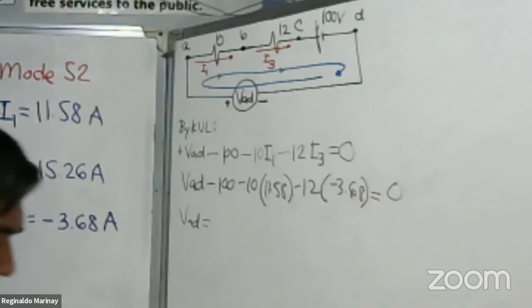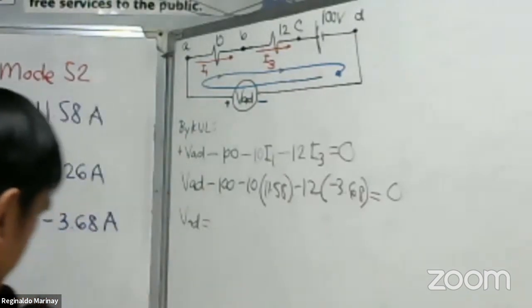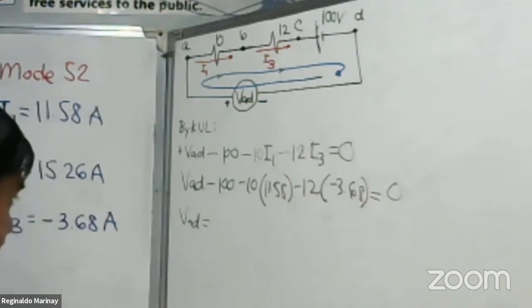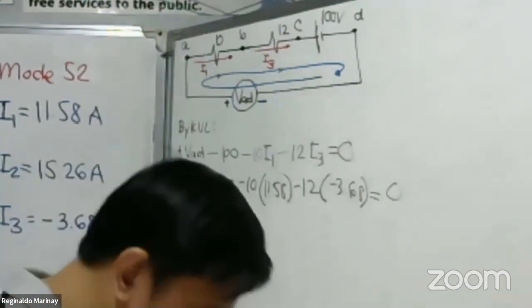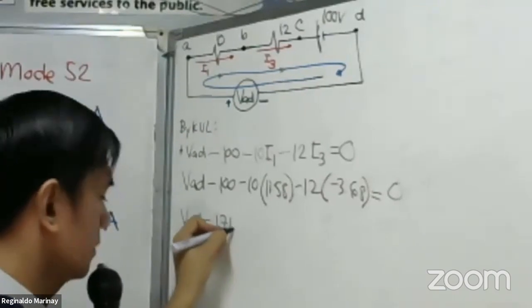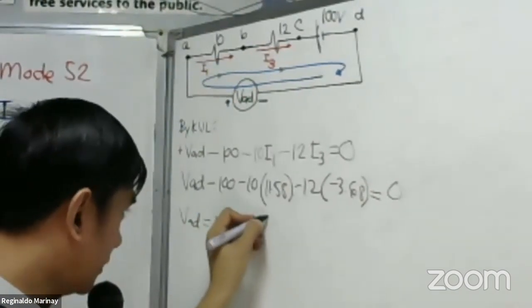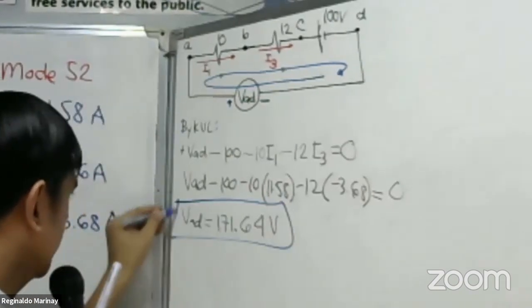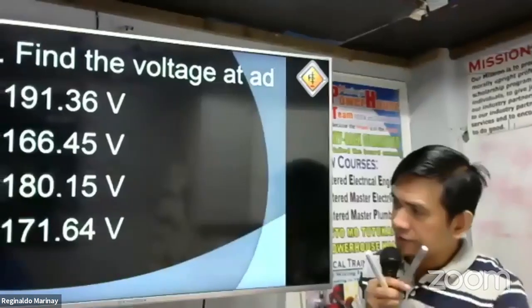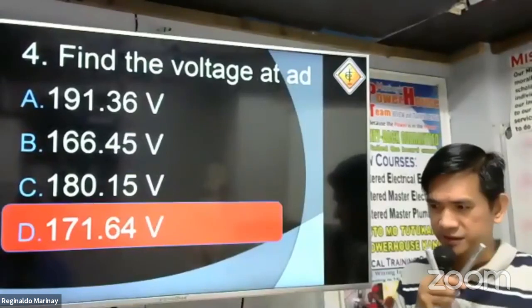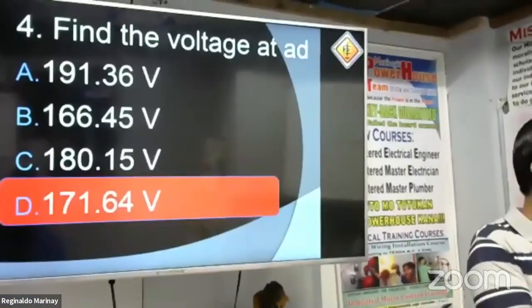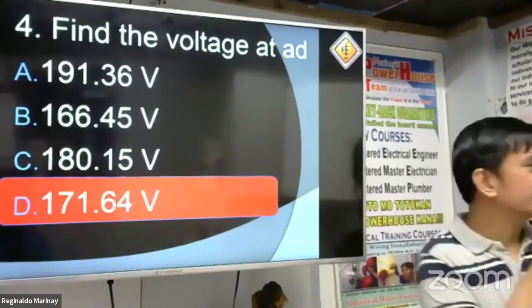Okay, my answer here is 171.64 volts. That is my answer. Okay? Take a look here. So the answer would be letter D. See? 171.64. Okay?